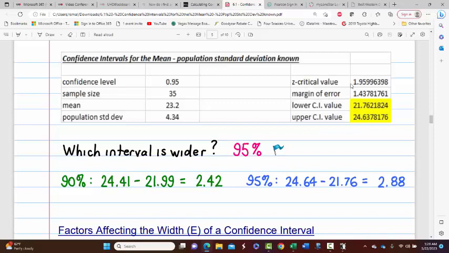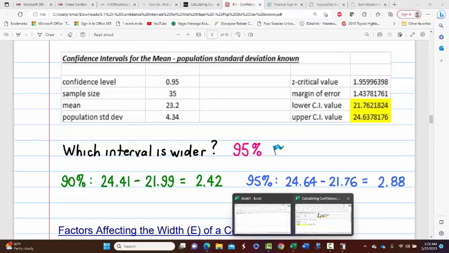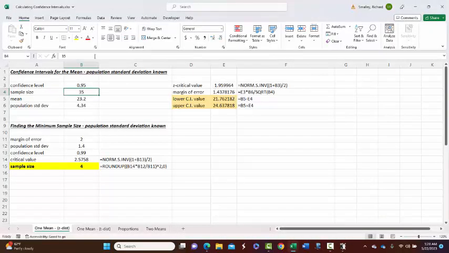I'll go into Excel for a second here, just real quick. You see that was 95, 1.96. If I change that to 0.97, that Z critical value goes up to 2.17. Change it to 99, it goes up to 2.57. So you see it increases. The Z critical value increases as the confidence level increases. So it makes the margin of error wider.